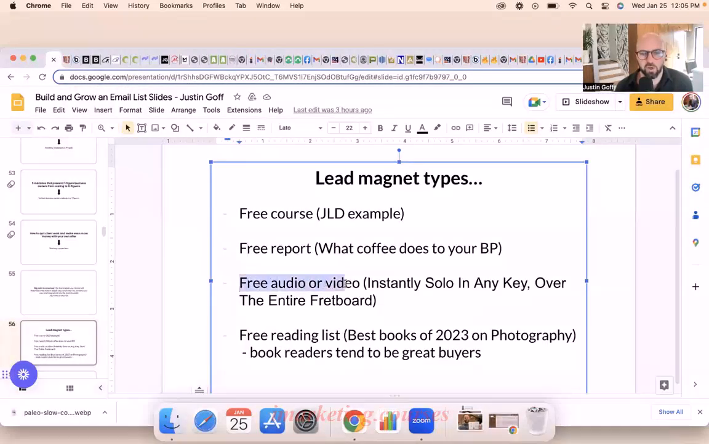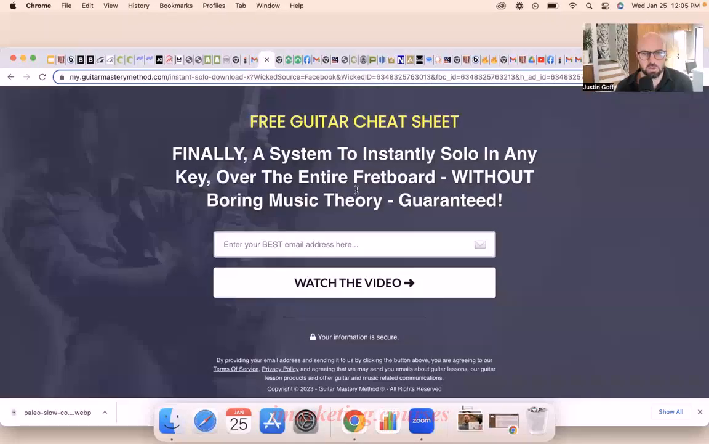So a free audio or video you can also do. That's this example in the guitar niche. Free guitar cheat sheet. Actually, sorry, this is actually a cheat sheet. Finally, a system to instantly solo in any key over the entire fretboard without boring music theory, guaranteed.